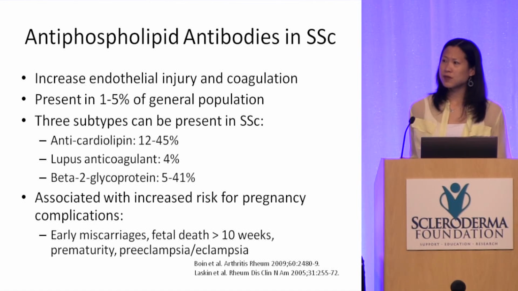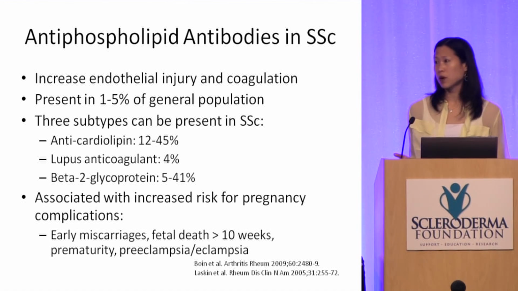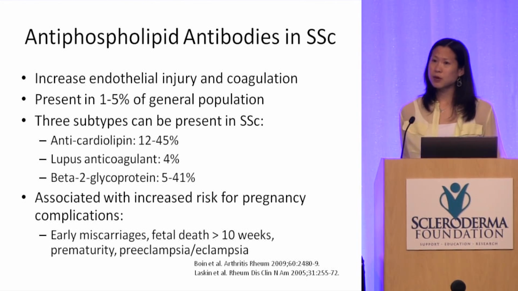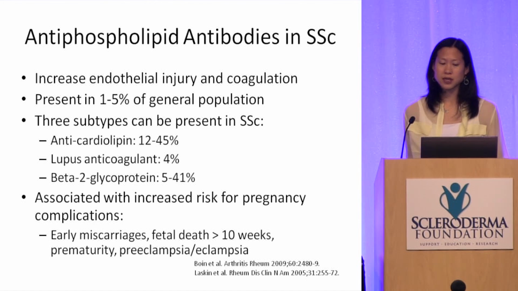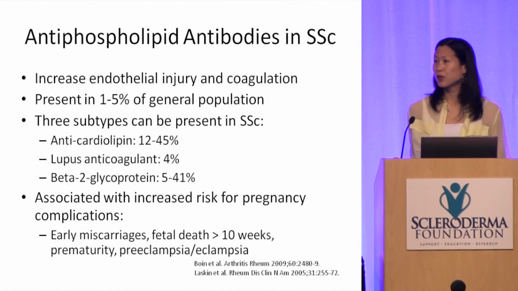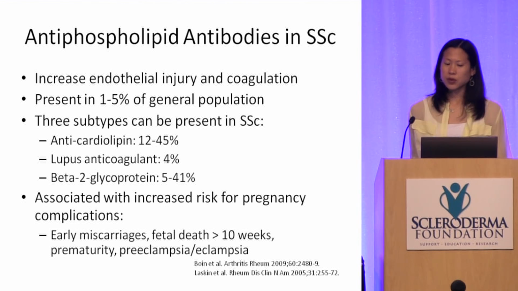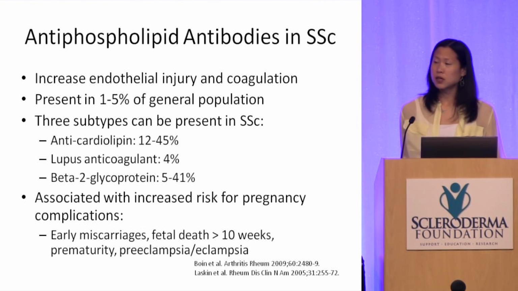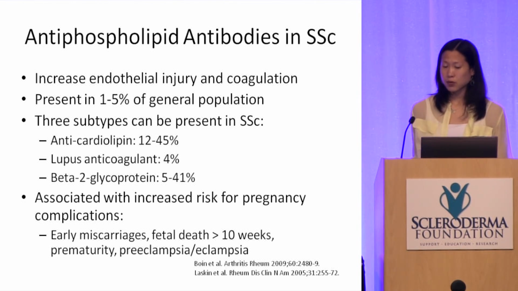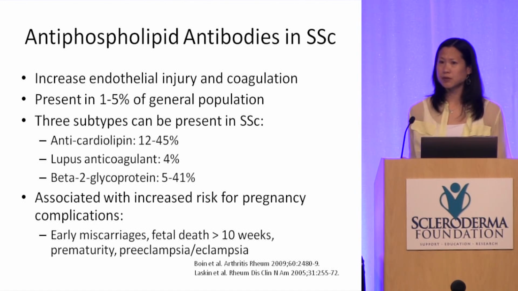There are 3 different types of antiphospholipid antibodies, and any of them or multiple of them can be present in patients with systemic sclerosis. Anticardiolipin antibodies have been reported anywhere from 12 to 45% of patients to have this. Lupus anticoagulant, only about 4%. And beta-2 glycoprotein antibodies anywhere from 5 to 41%, depending on what cohort you're studying. All of these antibodies are associated with an increased risk for pregnancy complications, and those complications include early miscarriages, fetal death greater than 8 or 10 weeks of gestation, prematurity, and then hypertensive disorders such as preeclampsia and eclampsia.